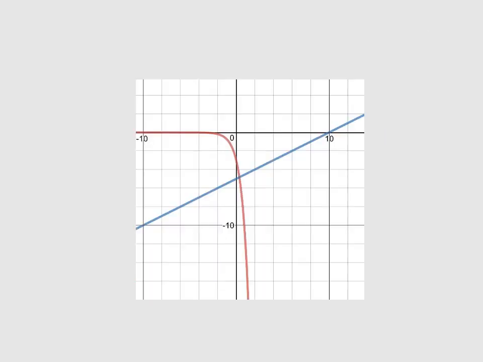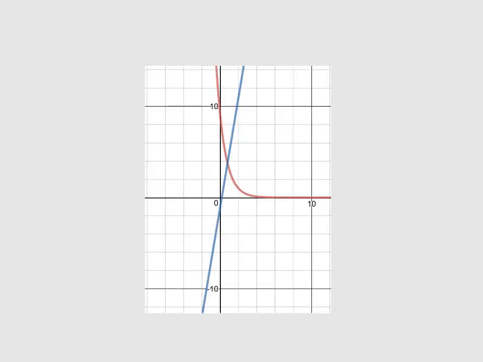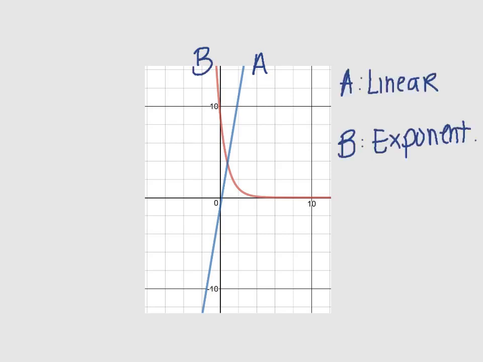Let's go ahead and do another one. I have A and B. A, I notice, is going in a straight line. A straight line is linear. B, I notice, is curved. It's growing faster, which is exponential. Go ahead and try this one. Pause the video and then check your answer. Here are the answers. A is linear because it is a straight line, and B is exponential because it is curved.